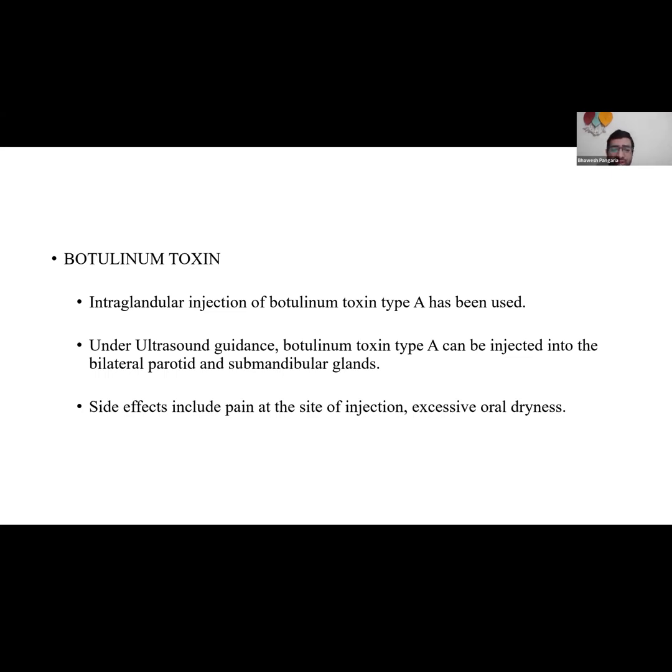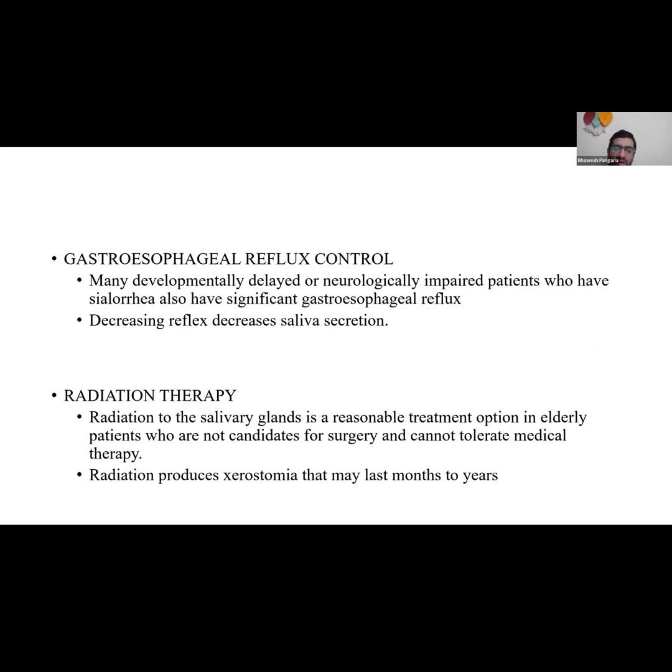The major side effects include pain at the injection site and excessive oral dryness. It is a very effective modality to deal with sialorrhea. As we also saw, most patients with sialorrhea may also have gastroesophageal reflux. So it is very important to control GERD. Many developmentally delayed and neurologically impaired patients already have GERD, so we have to decrease this reflex for hypersalivation.